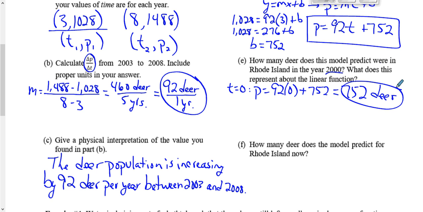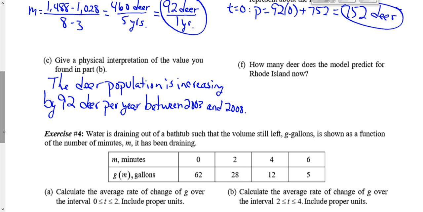How many deer does the model predict for Rhode Island now? What year is it now? T equals 21. So this is the year 2021, right? Now I would say that we're probably outside the range of being useful for the data they collected by now, but we'll do it anyway, just as a side note to think about if you're ever going to compile something like this. Other things are bound to have happened between then and now to affect the deer population.